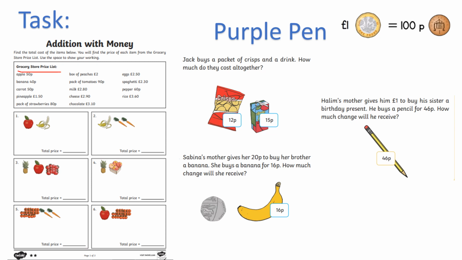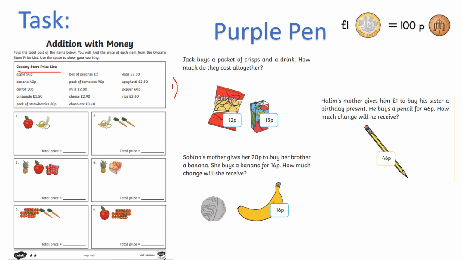And then when you're done with that, you have your purple pen activity, some word problems. Now remember that £1 equals 100 pence. I'll read out the word problems for you. Jack buys a packet of crisps and a drink. How much do they cost altogether? That's one.